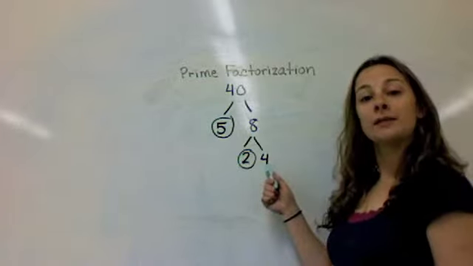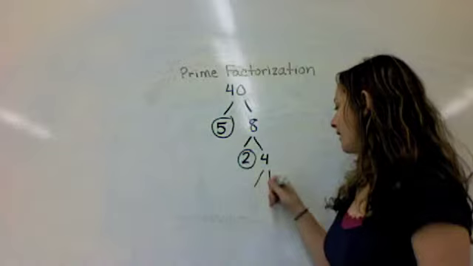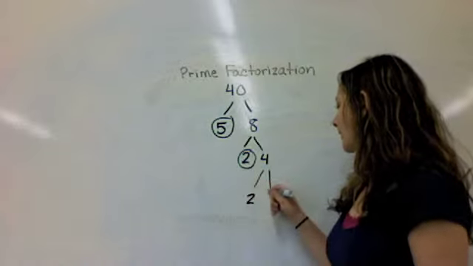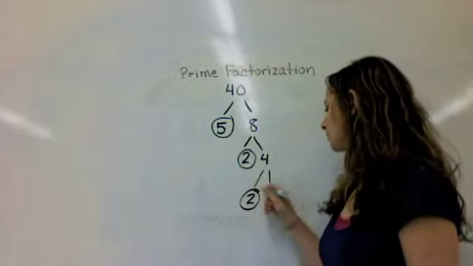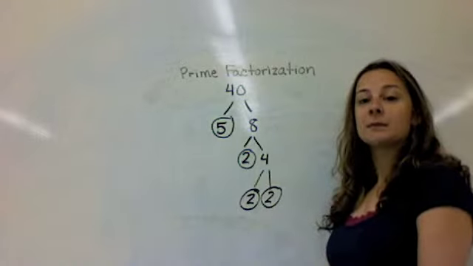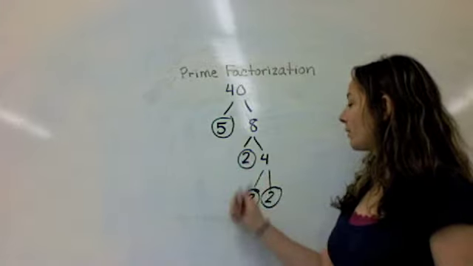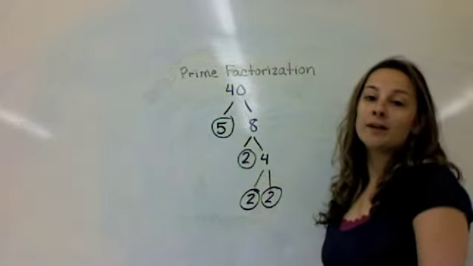And now we're going to try and break down the 4. The 4 is composite, so we're going to break that down into 2 times 2. I'm going to circle both of those 2's because they're prime numbers. And now you can see that our ultimate result, we have broken this down into all prime numbers.